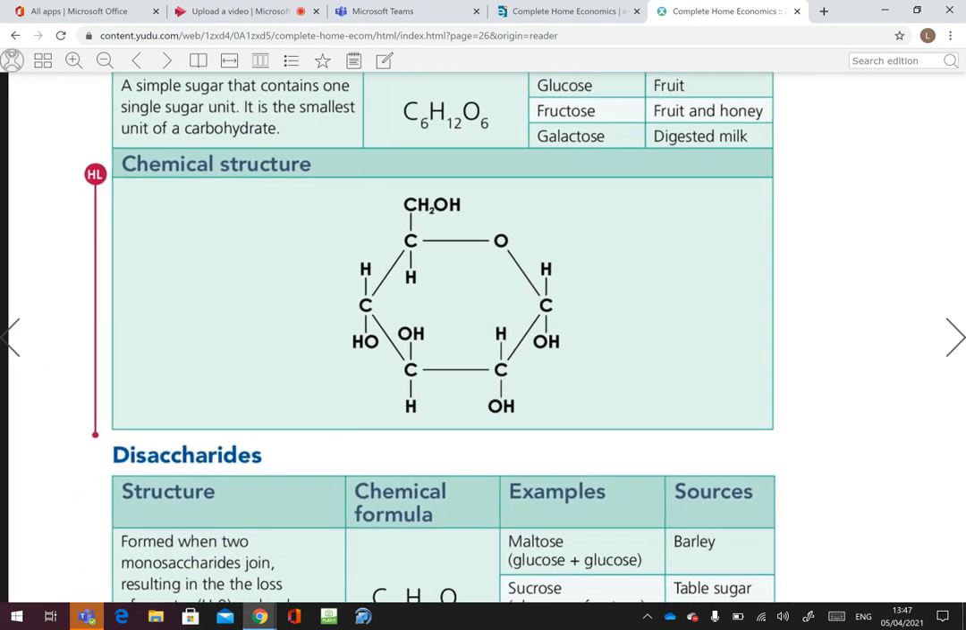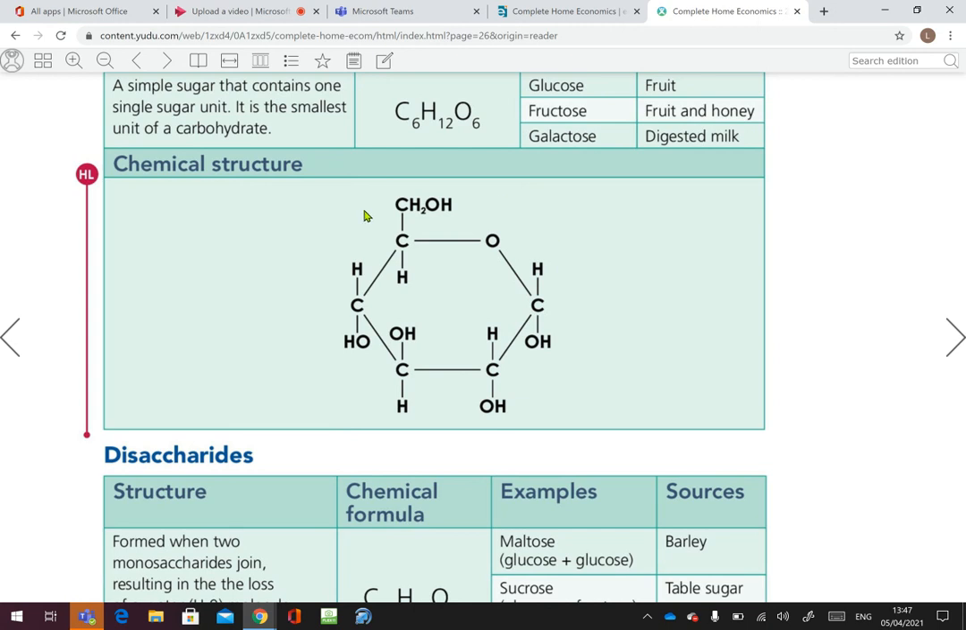Now, for higher level, I'm afraid you might be asked, this is the glucose ring, it's called. Okay, but if you look, these 4 here, it's a carbon chain, the carbon ring.